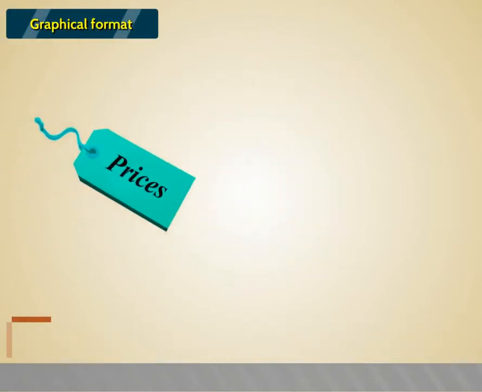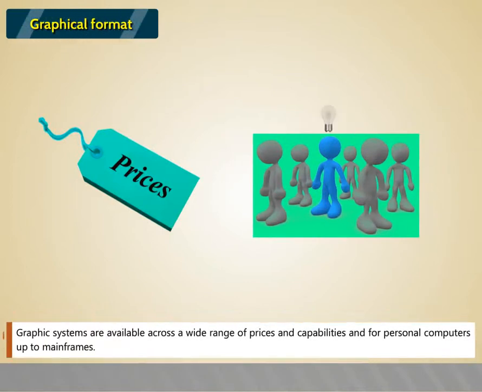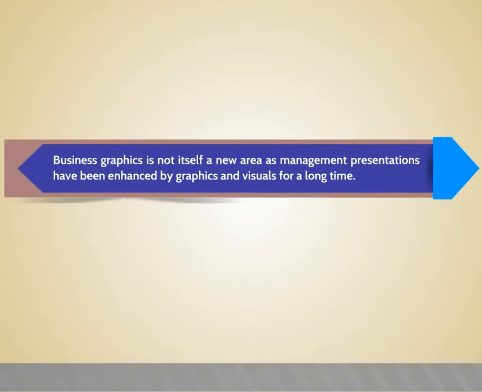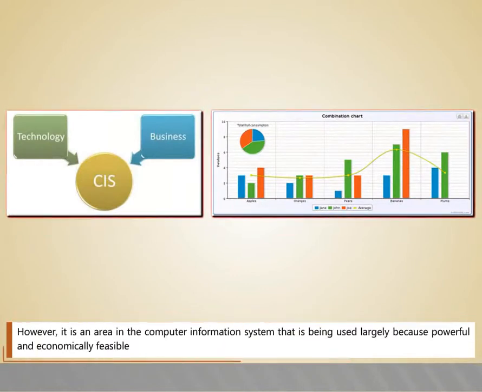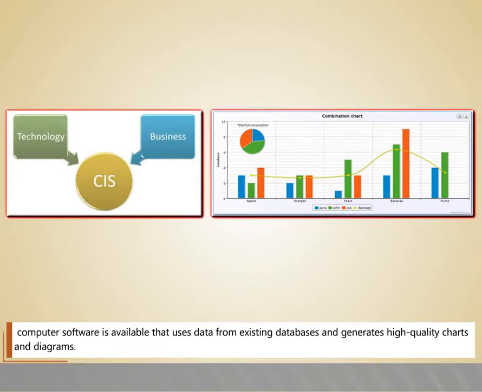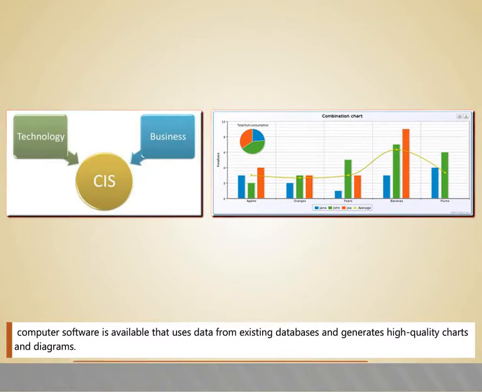Graphical format. Graphic systems are available across a wide range of prices and capabilities, and for personal computers up to mainframes. Business graphics is not itself a new area, as management presentations have been enhanced by graphics and visuals for a long time. However, it is an area in the computer information system that is being used largely because powerful and economically feasible computer software is available that uses data from existing databases and generates high-quality charts and diagrams.